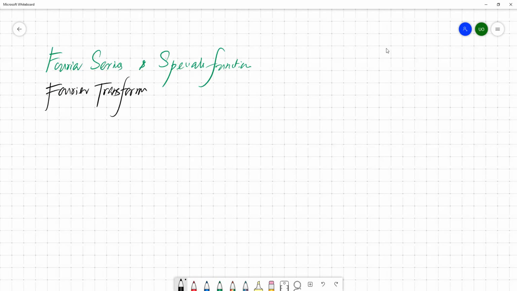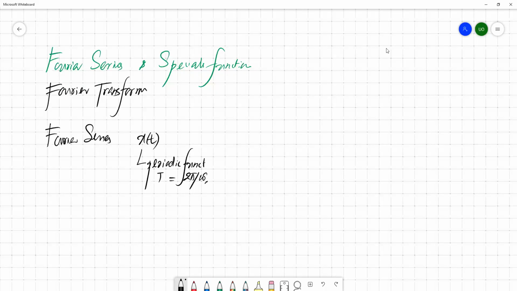So for Fourier series, we have a periodic function x(t), a periodic function with a period of T. Then we have this relationship, where this is the angular frequency of the signal and this is the period of the signal. So we have an arbitrary periodic signal.